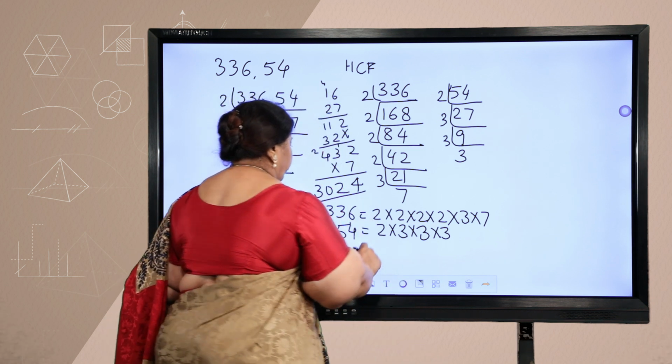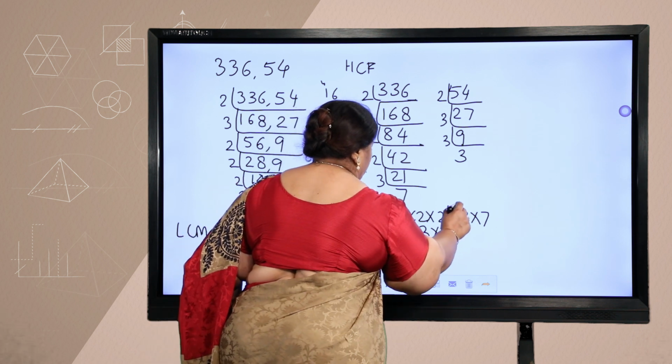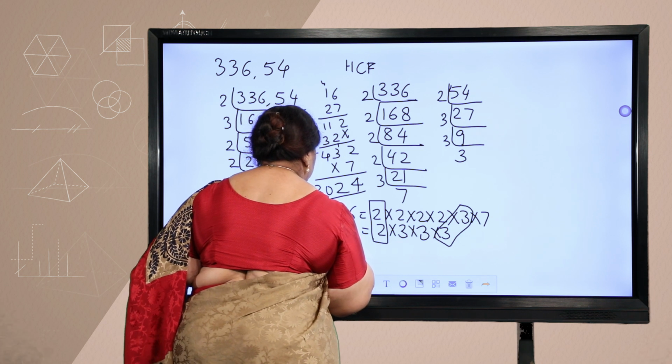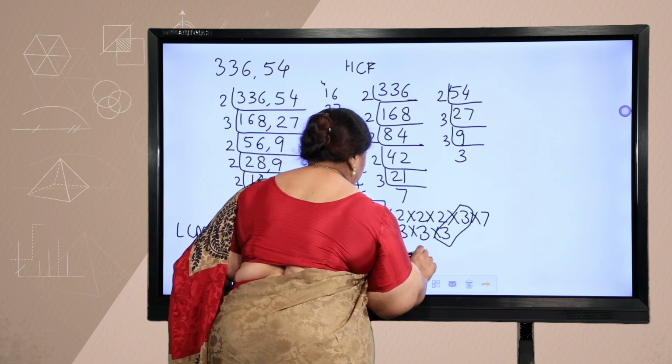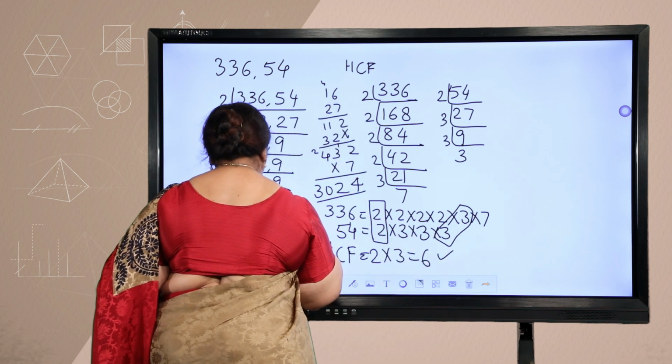So, what are common factors? 1 2 is common and 1 3 is common. So, what is the HCF? It is 2 into 3, that is equal to 6. So, our HCF is 6 and LCM is 3024.